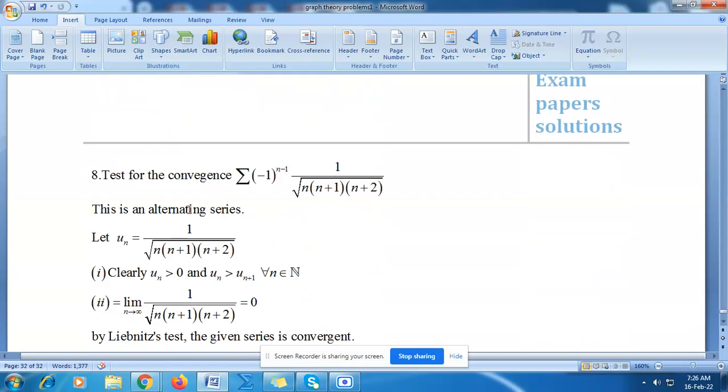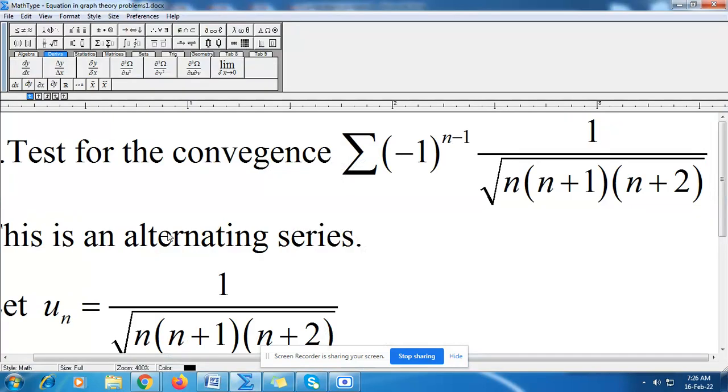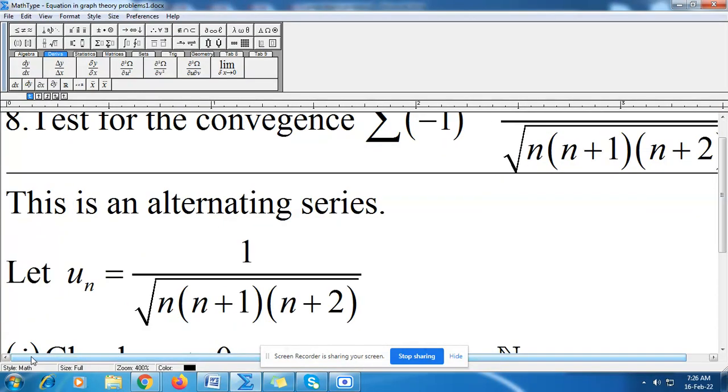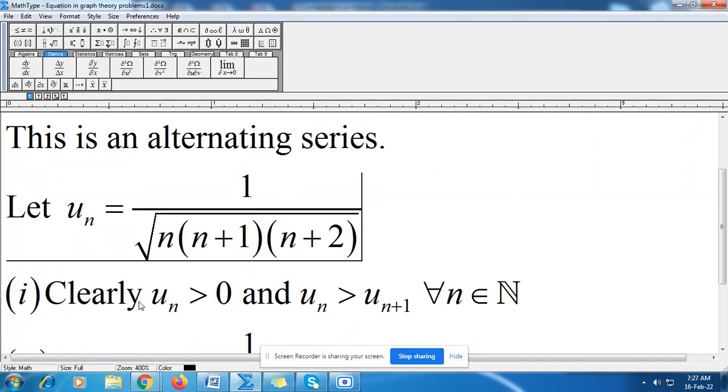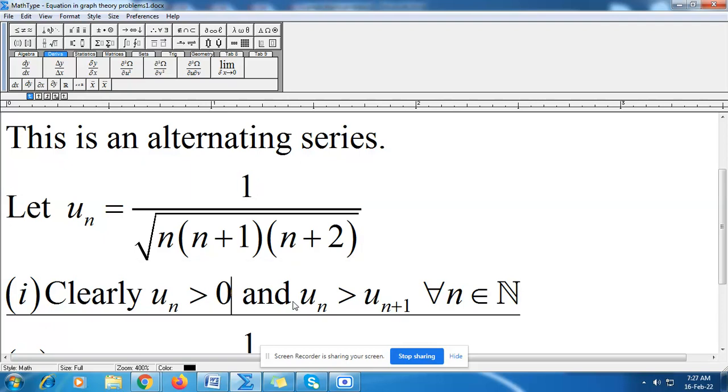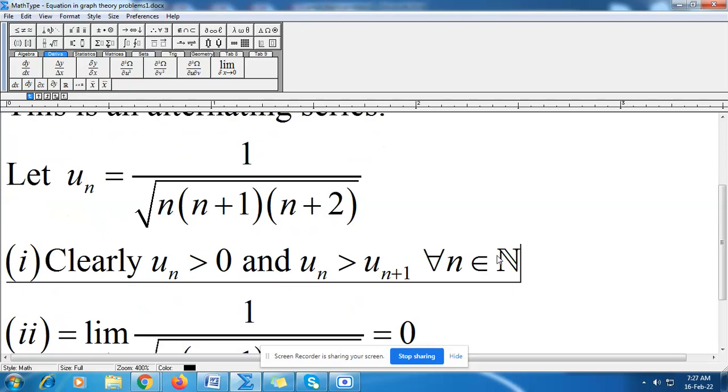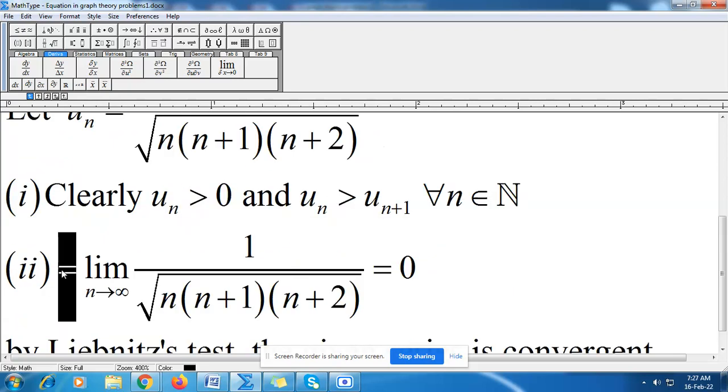Now test for the convergence of sigma (-1)^(n-1) into 1 by root n into (n+1) into (n+2). So we observed that this is an alternating series. Now take the nth term un as 1 by root n into (n+1) into (n+2). Clearly un is greater than 0 and un is greater than un plus 1 for n belongs to N. So the first condition is over.